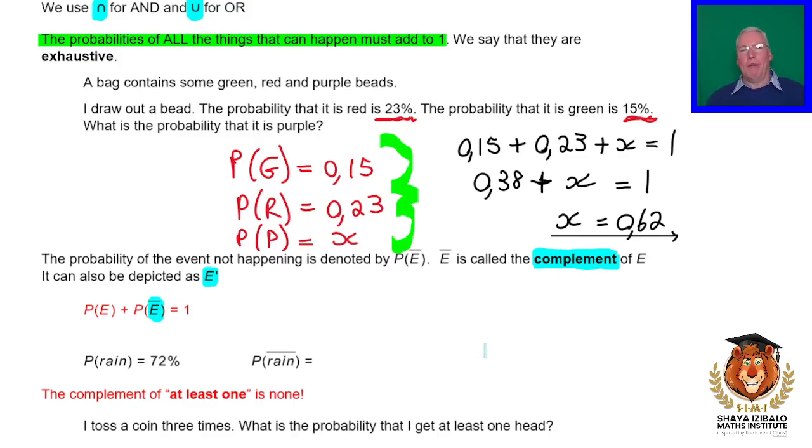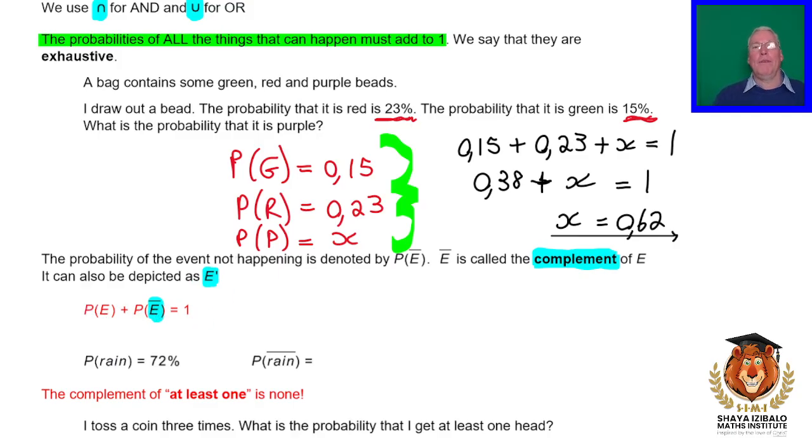When you compliment someone with an I, you say something nice. Oh, you're very beautiful, or you're very good at maths, or whatever it might be. That's a compliment. With an E, it's the balance, okay? And so the probability of an event happening plus the probability of it not happening is always 1.